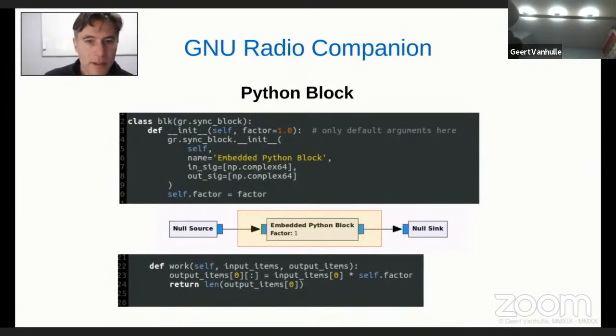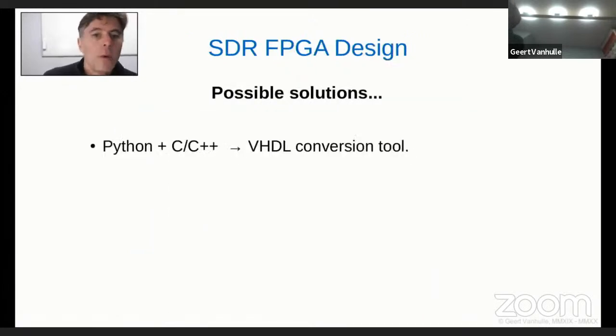Now that we see how these blocks work, how the flow is in the framework, we can look at how a possible solution would look if we would do SDR FPGA design. So where we have the Python, C, C++, we need, for example, a VHDL conversion tool. That would be an option. So we take the same model and we would try to write some kind of a compiler that is compiling these Python blocks into VHDL code. But that's the difficult part.